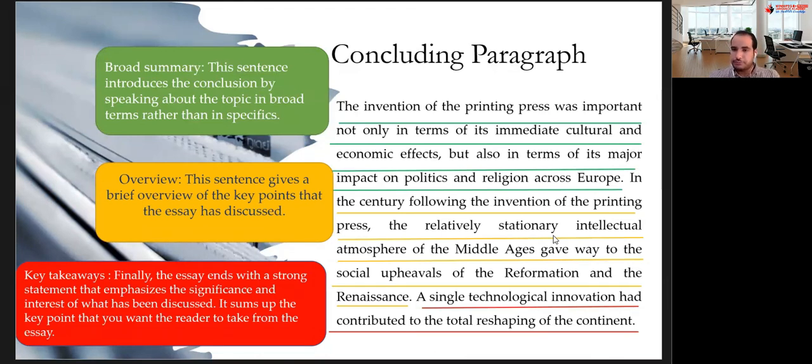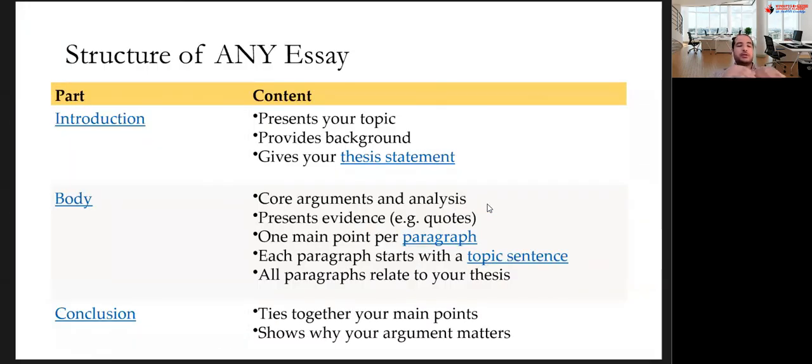Okay, so far so good. Okay, so here is how we can structure any essay. You start with an introduction, where you present your topic through a hook, provide background information, and then give your thesis statement. Then you go to the body, and here you mention the core arguments or analysis. You present your evidence if you have an evidence-based essay, and then you go to one main point per paragraph, one idea, one paragraph. You mention it in the topic sentence. You give support to it in the supporting sentences. You conclude or transition in the concluding or transitioning sentence.